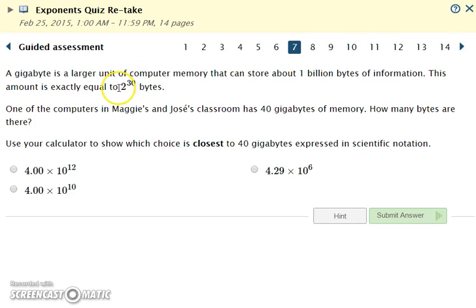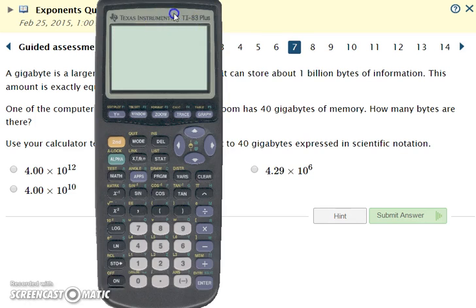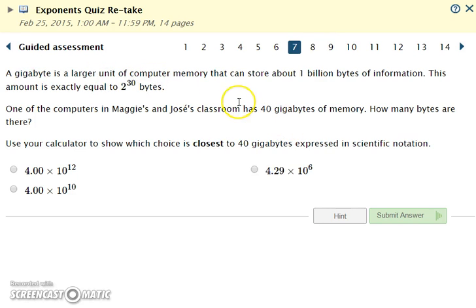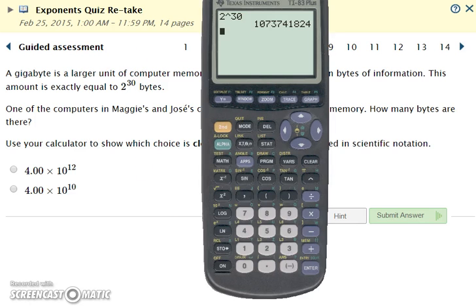Okay, so let's see. Each of these things is 2 to the 30th bytes. That's a very big number, but I don't have to worry about it. It's 2 caret 30. And this horrible number is the number of bytes that's in each gigabyte. But it says in each gigabyte there's this many bytes, and there are 40 gigabytes of memory. So there's 40 of these things, so that's times 40. So it's 2 caret 30 times how many gigabytes there were. So this was 1 gigabyte and there's 40 of them. So that makes a total of this number here.